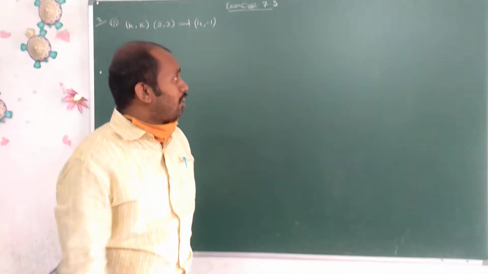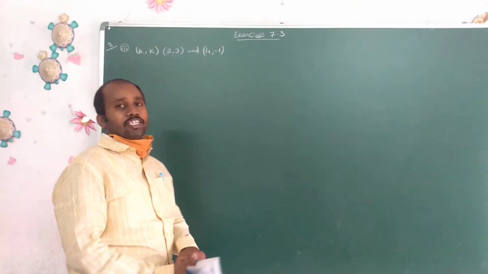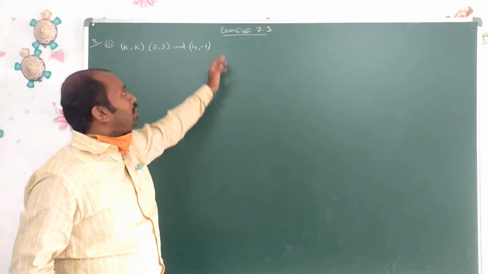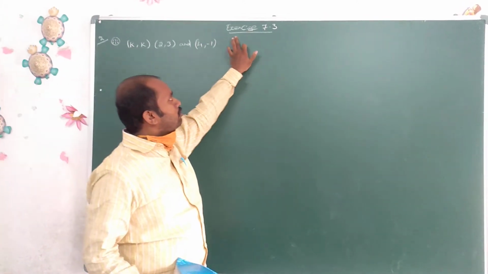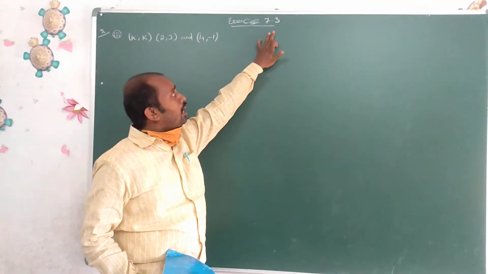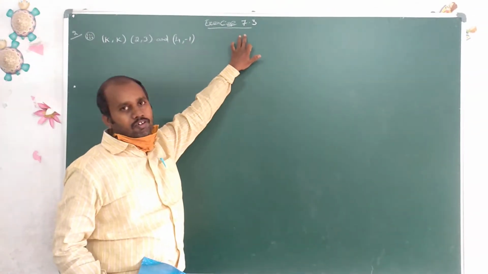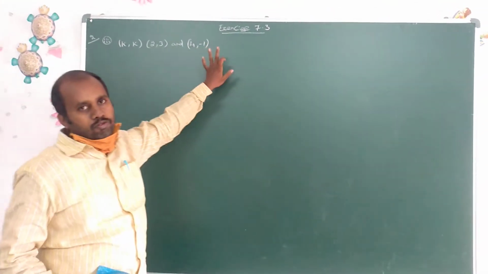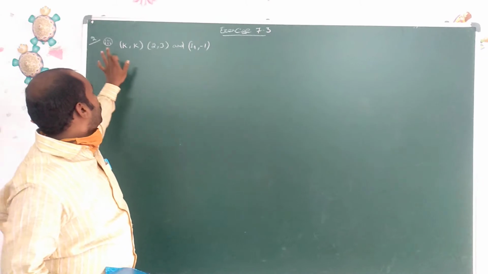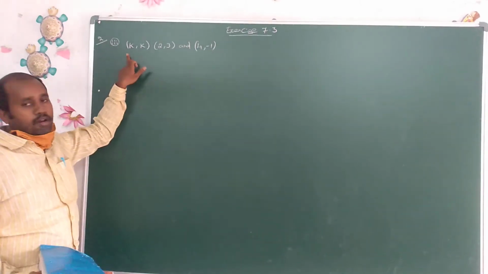Okay. Already we can discuss coordinate geometry. Now exercise 7.3. Already two problems are over in 7.3. In online, two problems are over already. Now second bit, third problem.